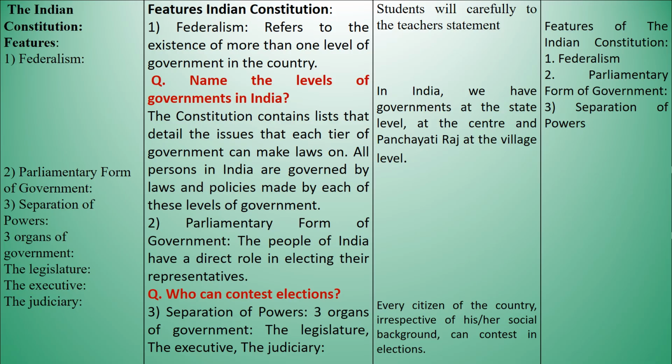In the fourth column, that is the blackboard summary, the features of the Indian Constitution will be written. The first one is federalism, the second is parliamentary form of government, and the third is separation of powers.